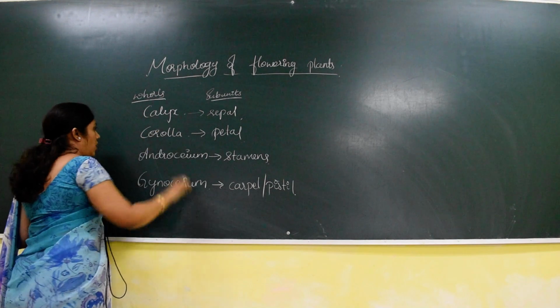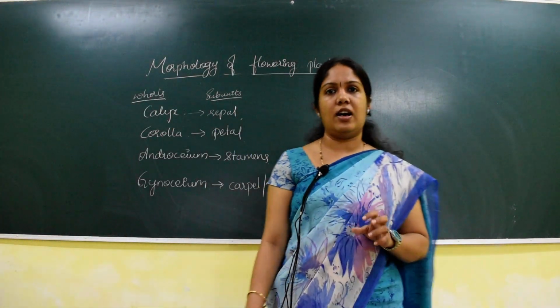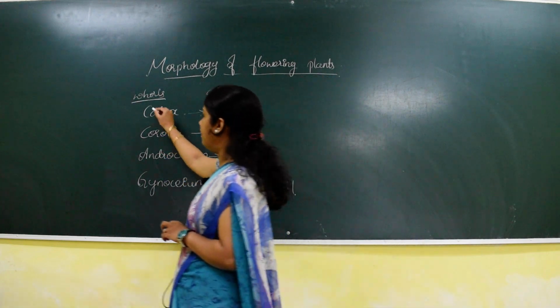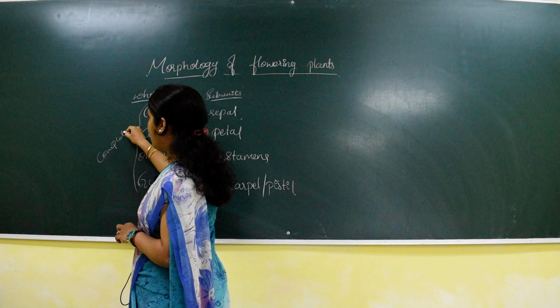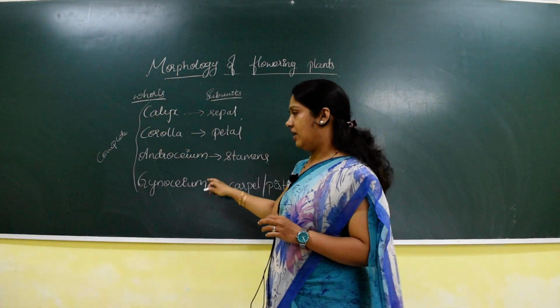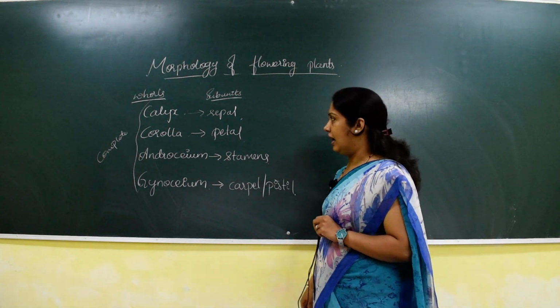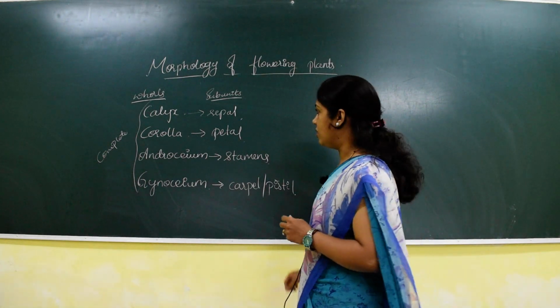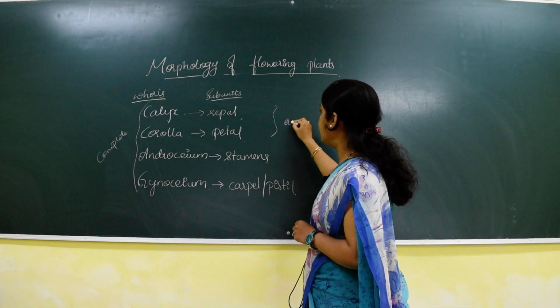If all the four whorls are present in a flower, then that flower is called a complete flower. If any one of the whorls is absent, then it is termed an incomplete flower. Next, we have already also discussed that calyx and corolla are also called accessory whorls.